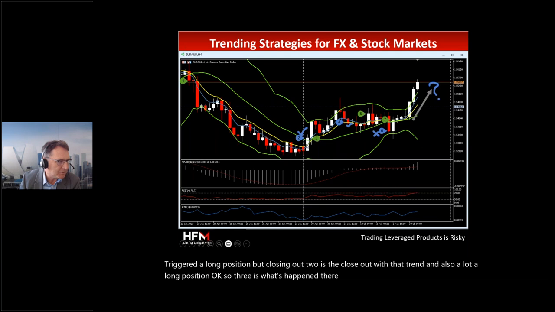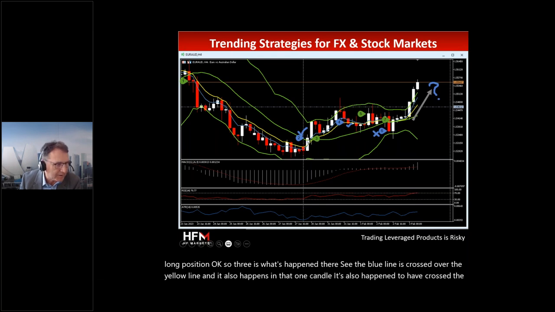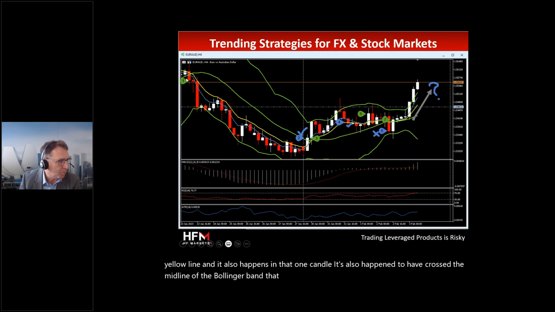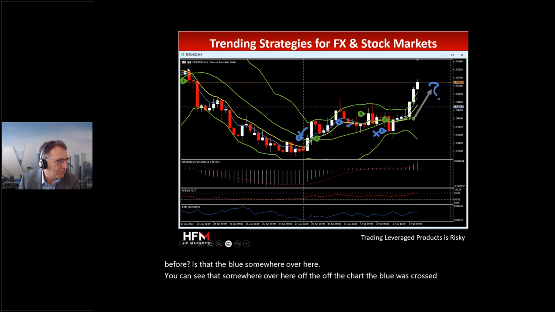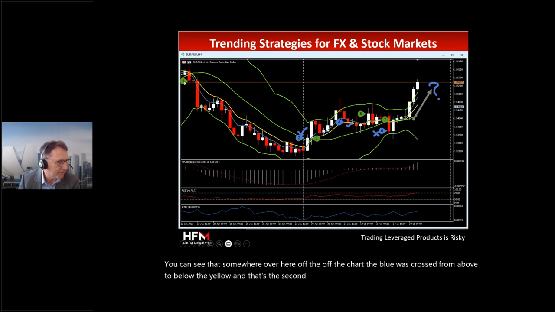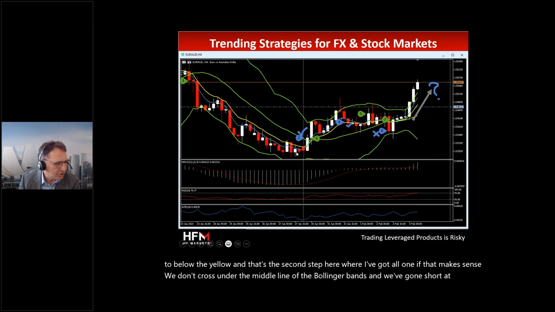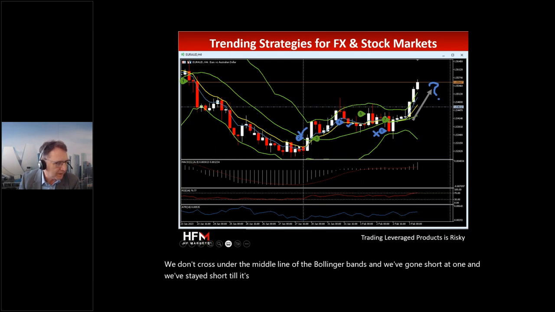See, the blue line has crossed over the yellow line. And it also happens in that one candle that it's crossed the midline of the Bollinger Band. That doesn't always happen. As you can see here at 1, what's happened before is that somewhere over here, off the chart, the blue has crossed from above to below the yellow. And that's the second step here where I've got a 1, if that makes sense. We then crossed under the midline of the Bollinger Band and we've gone short at 1. And we've stayed short till it's reversed back over the yellow line here. I'll come on to that in a minute. See, it's the first time we've gone over.